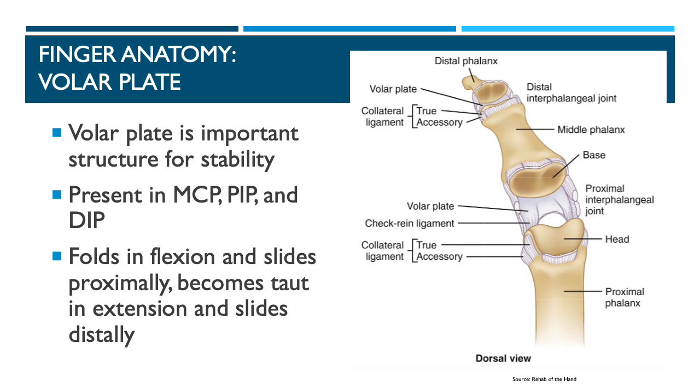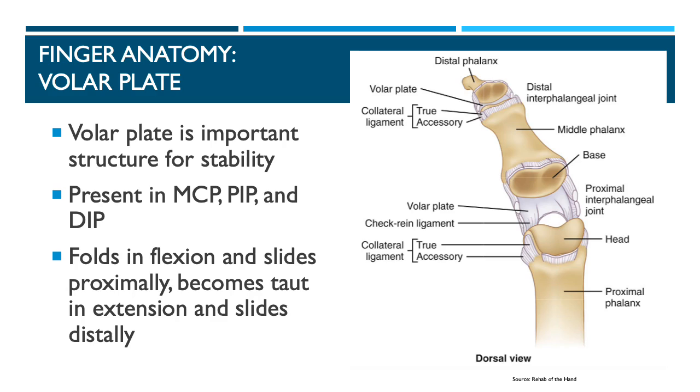So in other anatomy, other things that are important to know are the volar plates. The volar plate in our finger is a structure that occurs on the volar side, obviously, to prevent hyperextension injuries and to prevent dislocation. This is a structure that's present at the MCP, the PIP, and the DIP. When you flex, it'll kind of fold and crunch up into itself, and it slides a little bit proximally. When you extend your finger, it has to slide distally, and it becomes really tight.